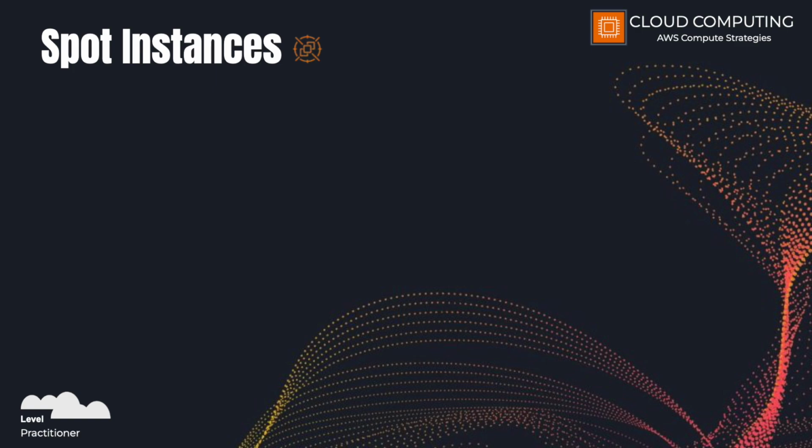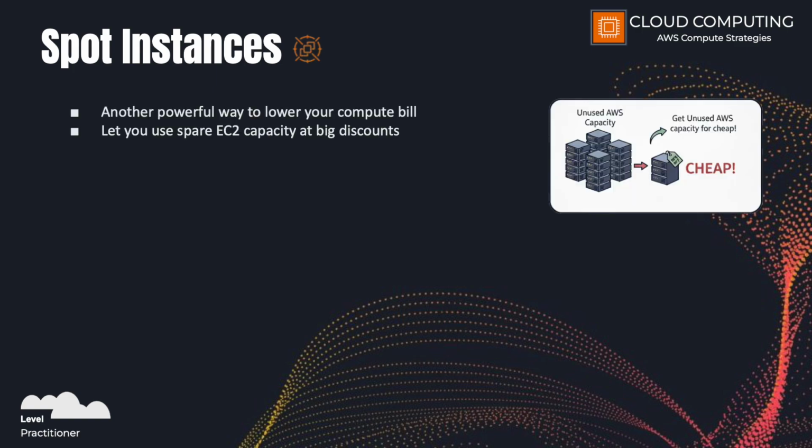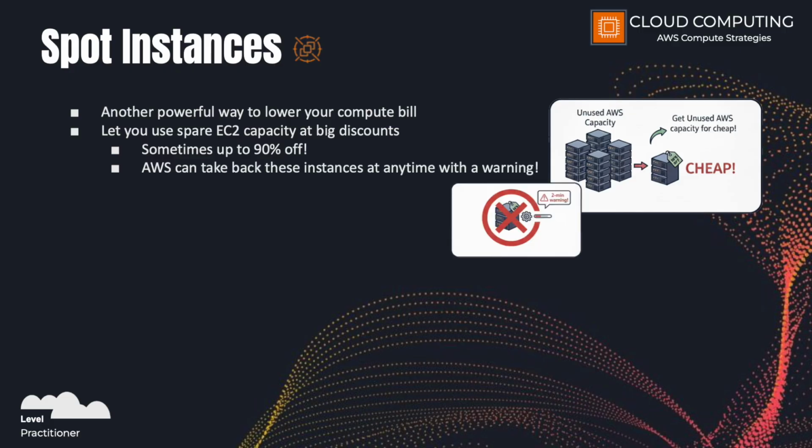Now that we've covered reserved instances and saving plans, let's look at the lowest cost option of all, the spot instances. Spot instances let you use spare EC2 capacity at big discounts compared to on-demand, sometimes up to 90% off. The trade-off is that AWS can take these instances back with a short warning when the capacity is needed somewhere else. That means your workloads must tolerate interruptions.